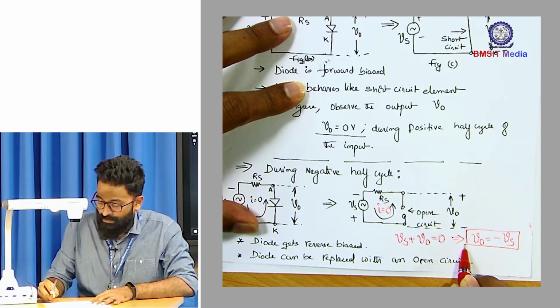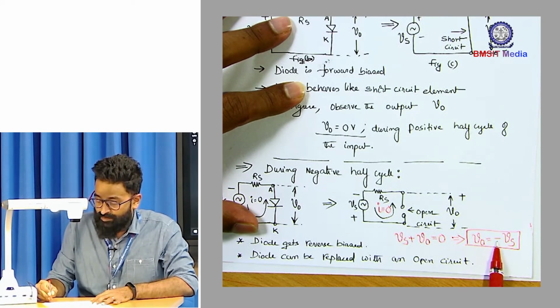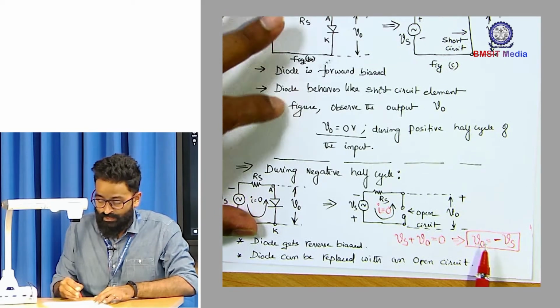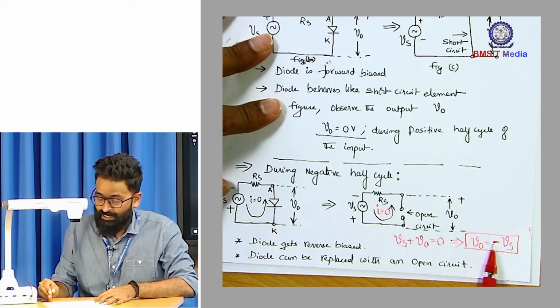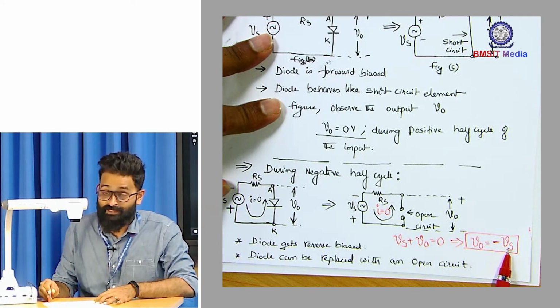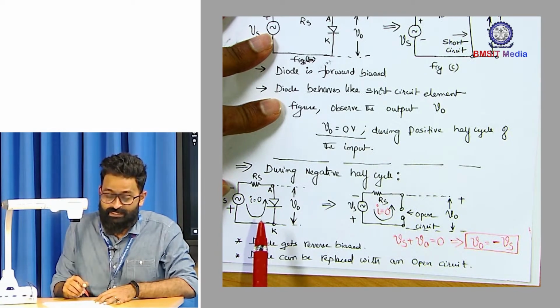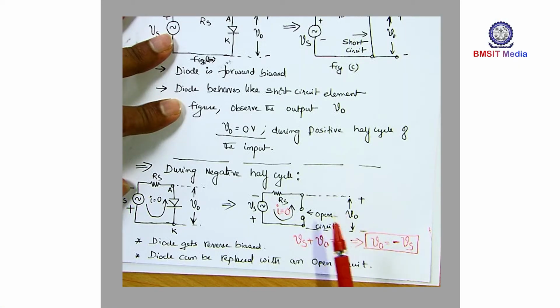And what is Vs? Vs is your input voltage and V0 is your output voltage. So output is basically negative of the input voltage. That means to say the output voltage is equal to negative half cycle of the input voltage. So during negative half cycle of the input, the clipper basically allows the signal to pass through. So it is not shaping the negative half cycle of the input. So only the positive half cycle of the input is getting shaped, and that's the reason we call this particular clipper a parallel positive clipper.